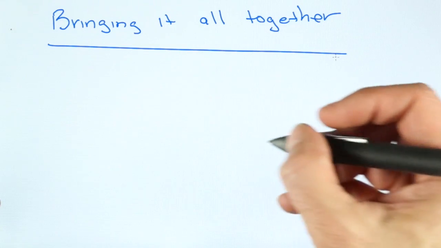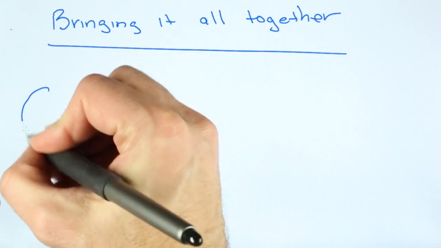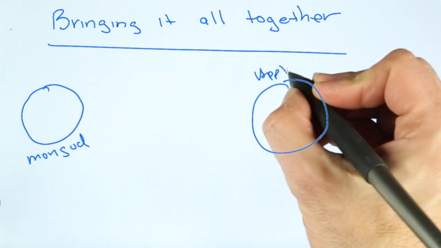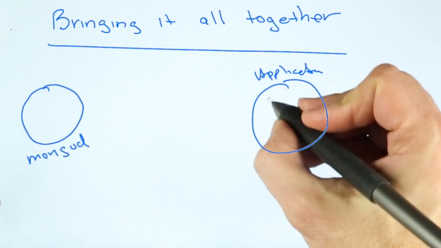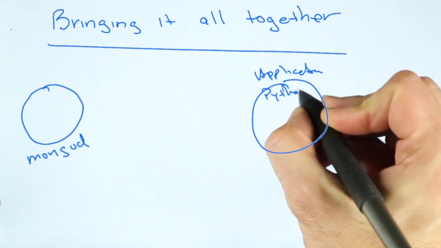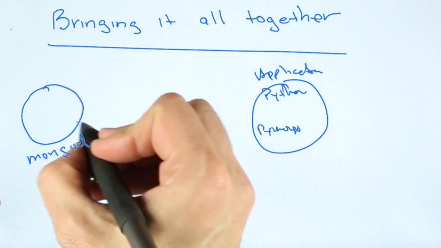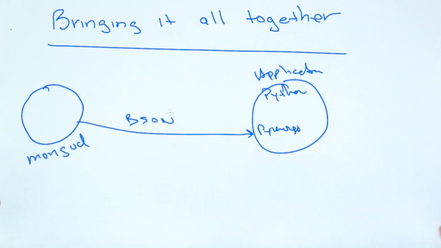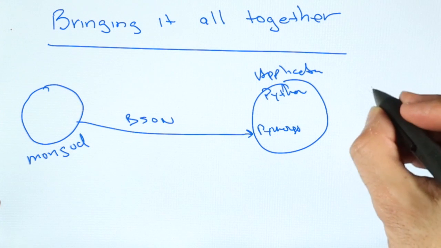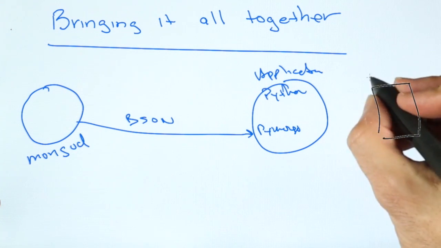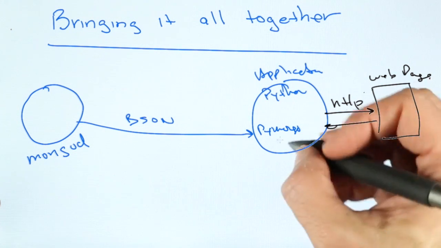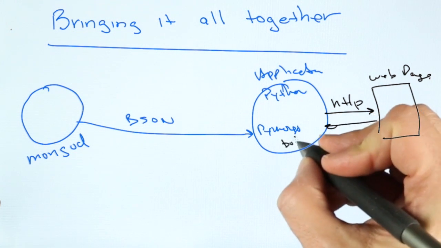Okay, let's bring it all together now and build a web application. We have MongoDB installed, and we have our application layer over here, and that's going to be written in Python. And we have PyMongo installed, and PyMongo is going to talk to MongoDB via BSON. And the last part is we want to be able to display a web page via HTTP, and to do that, we're going to write a program that uses the Bottle framework.